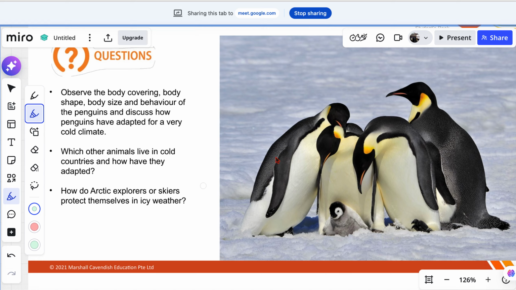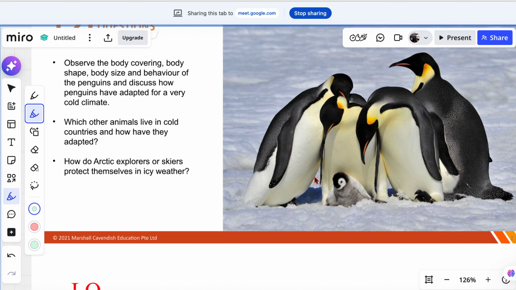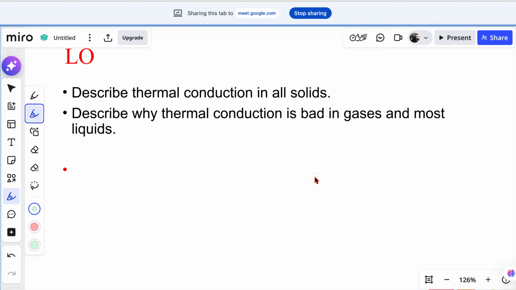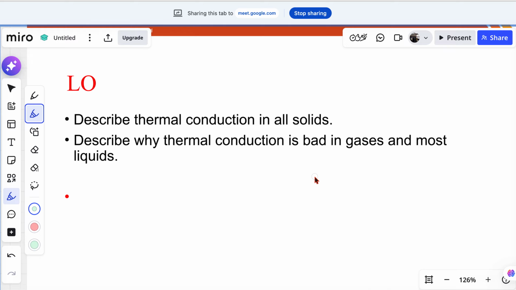Another question is which other animals live in cold countries and how they are adapted to this kind of cold temperature. Now, how do Arctic explorers or skiers protect themselves in icy weather? These are some of the things we want to look at in this chapter that will help us give a very good understanding.